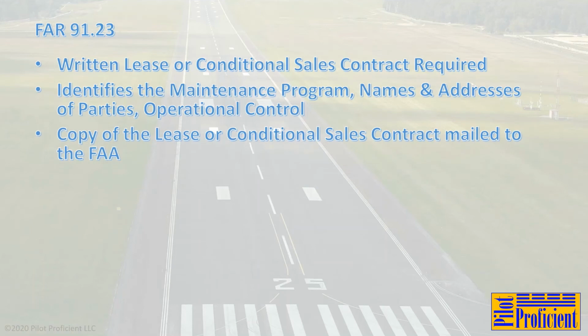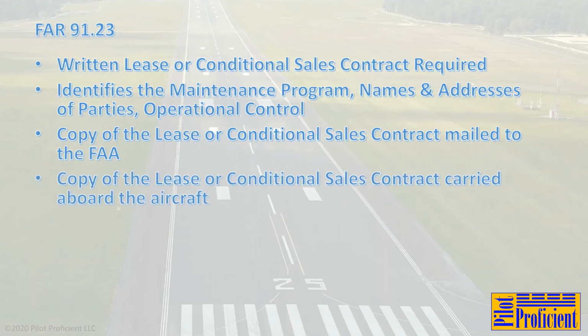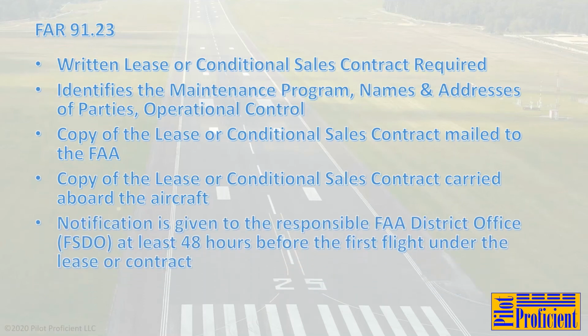A copy of the lease or sales contract must be mailed to the FAA at the address listed in the reg, as well as carried aboard the aircraft during lease or sales contract flights. Finally, notification must be given to the responsible FSDO at least 48 hours before the first flight under a lease or contract listed here.